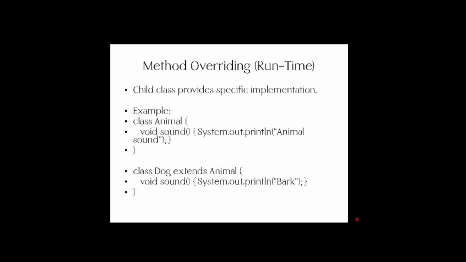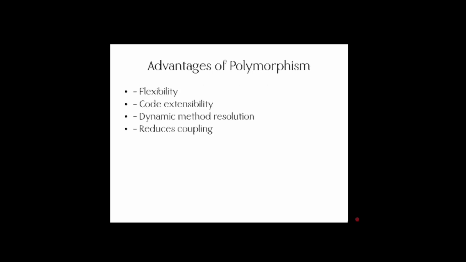Now let us move towards the next slide, and the next slide is advantages of polymorphism. The first one is flexibility. Polymorphism allows for more flexible and dynamic code where the behavior of an object can change at runtime depending on the context in which it is being used. The next one is code reusability. Polymorphism provides the reuse of code as methods with the same name can be used in different classes.